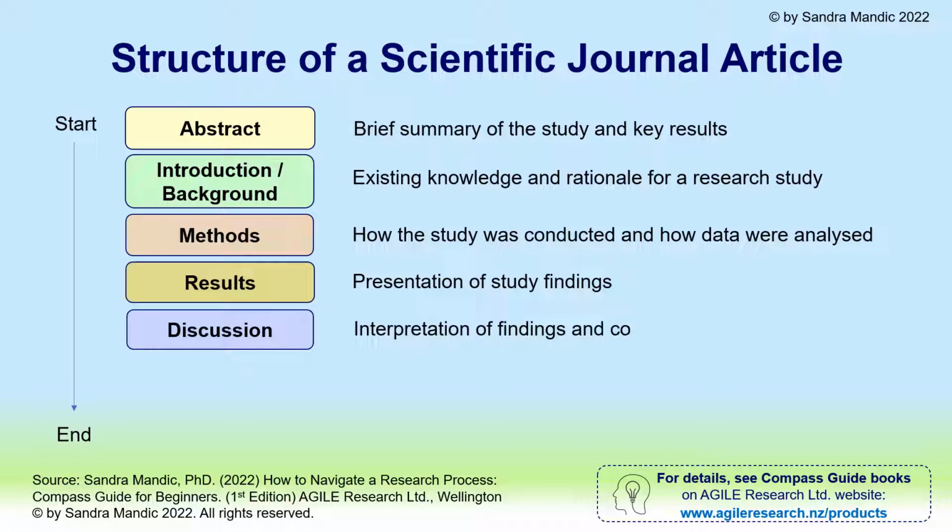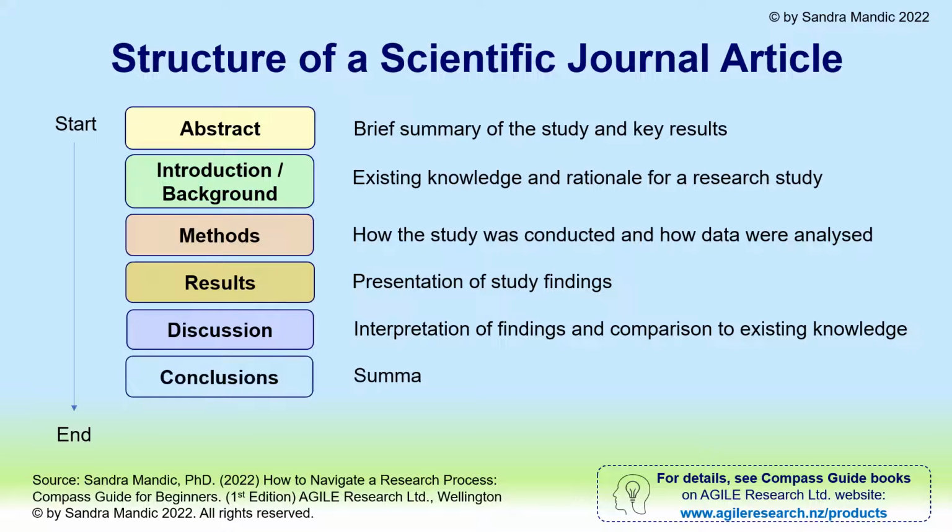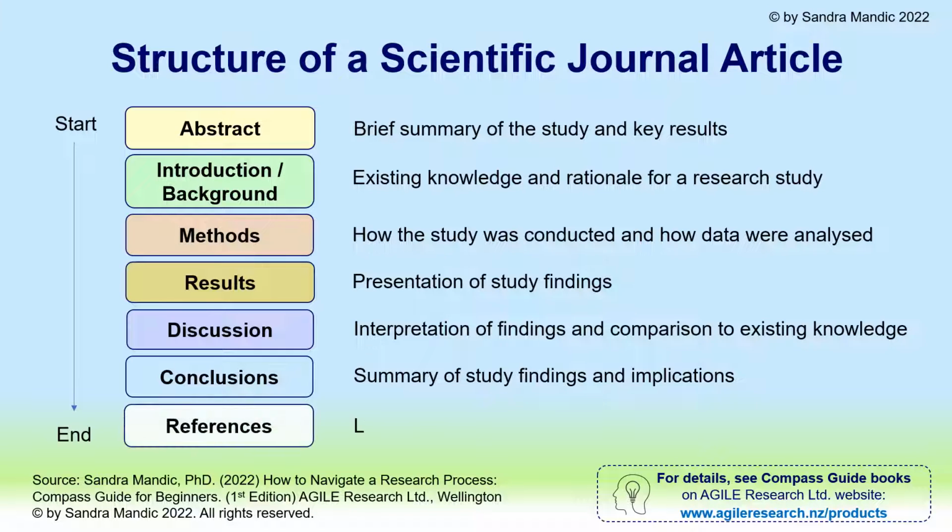Discussion section describes what the results mean and how the results compare to previous studies related to the chosen research topic. Conclusions provide a summary of study findings and the significance of those findings for future research. The final section in a research article provides a list of references that researchers cited in their work.